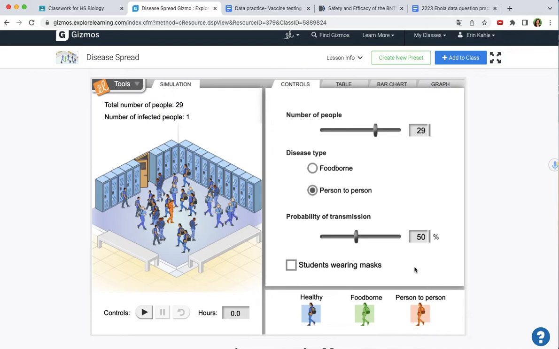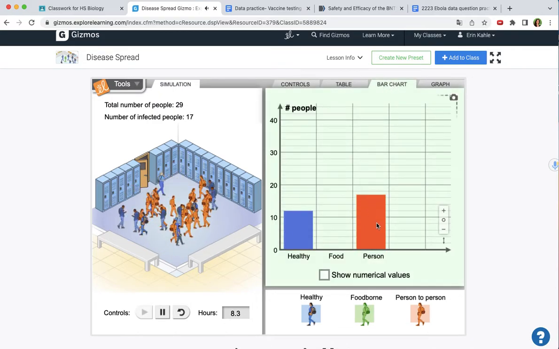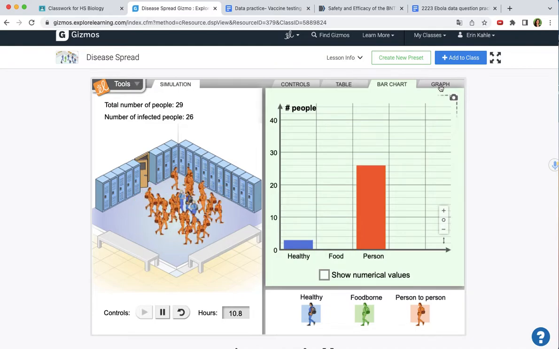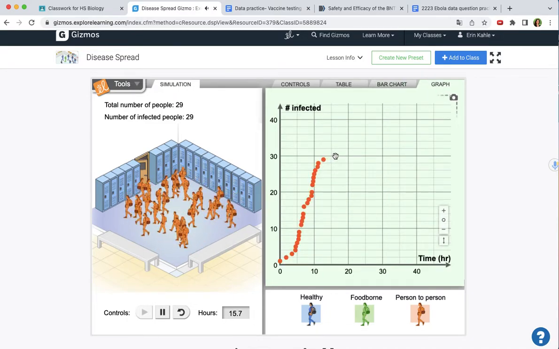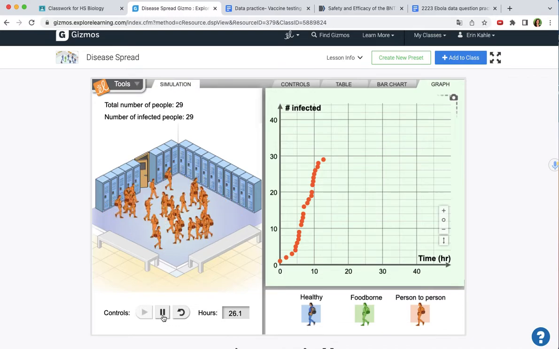There aren't as many things that you can change in the gizmo, but you can simply see here that if you press play on this, you can look at just numbers over time, but you can also look at this graph over time. And you've got it over hours.